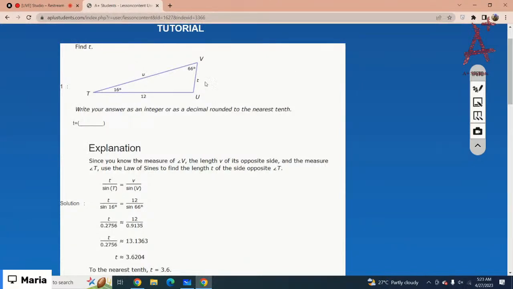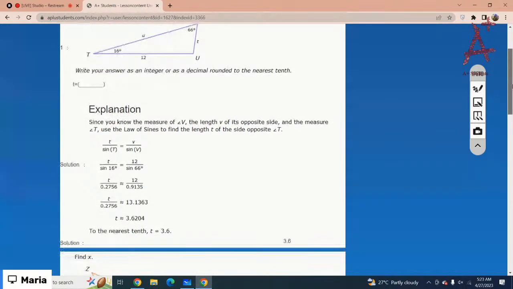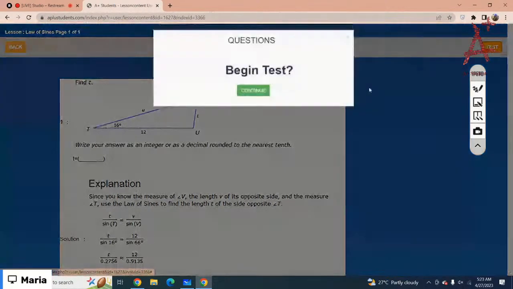Law of sine is t divided by sine t equals v divided by sine v. So here you have t, here you have sine t. T you are given is 16. You have to calculate the value of t. Also you are given v, that is 12, 12 divided by sine 66. So when you calculate, let's just do the first example.